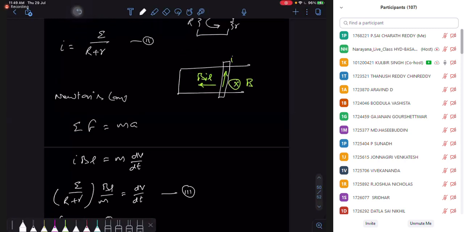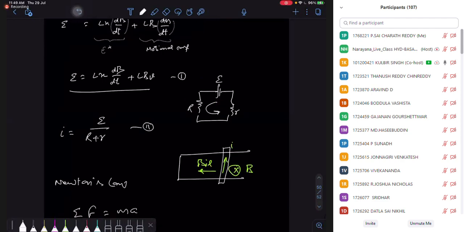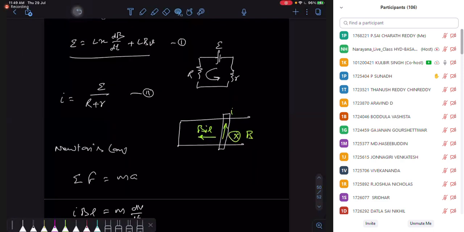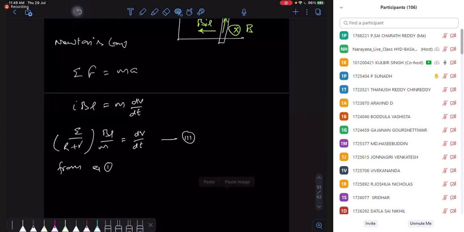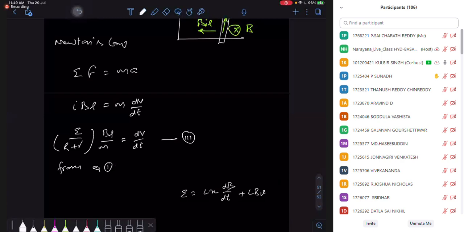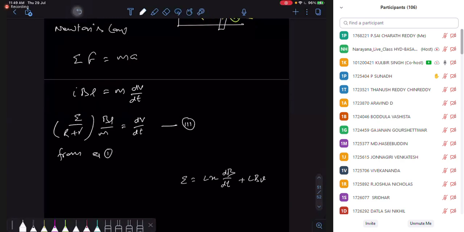Let's see my equation number 1. So in this equation number 1, that's my magnetic field. EMF, sorry, that's my EMF. Equation number 3 gives me my acceleration. So that gives me the value of my velocity, because acceleration and velocity are related.